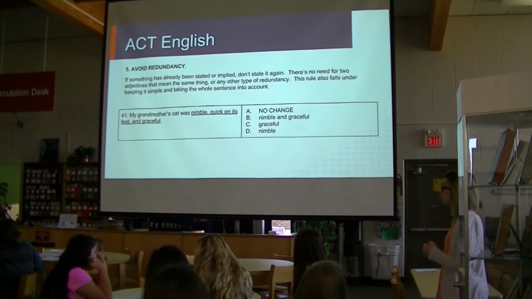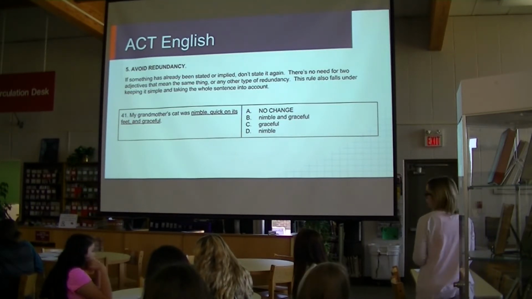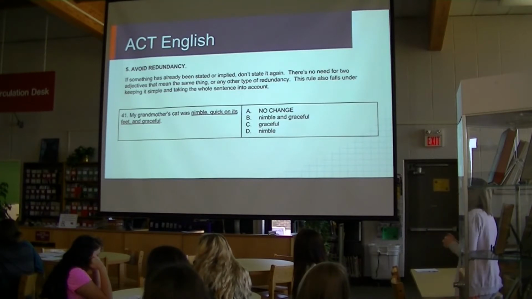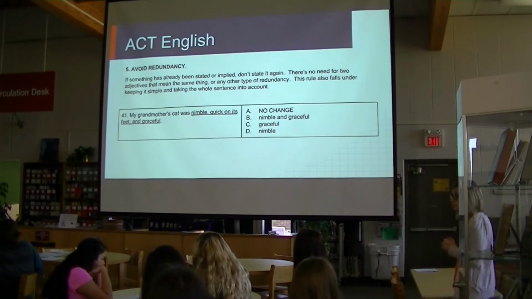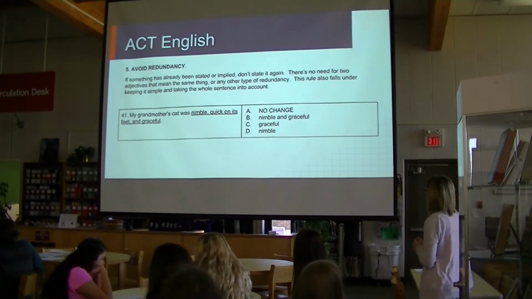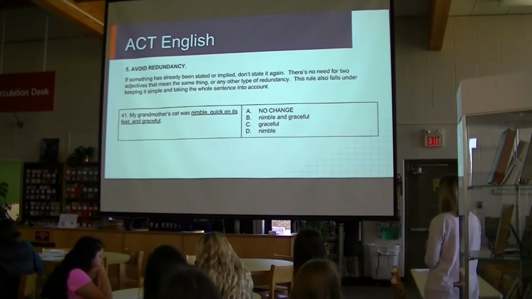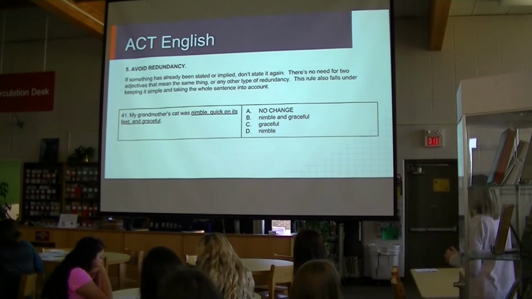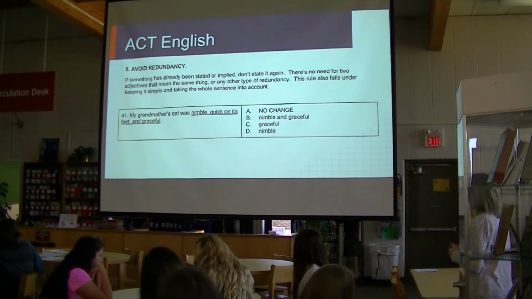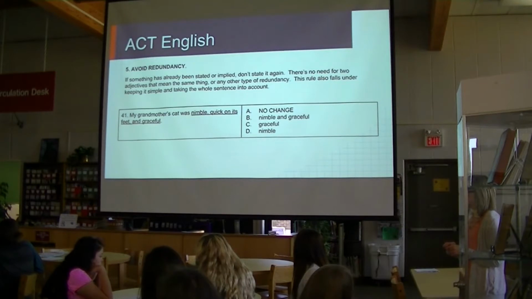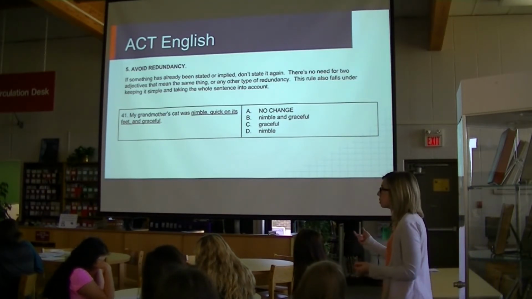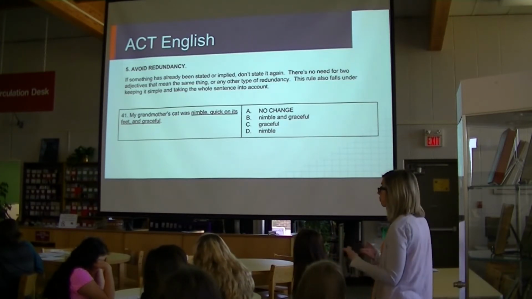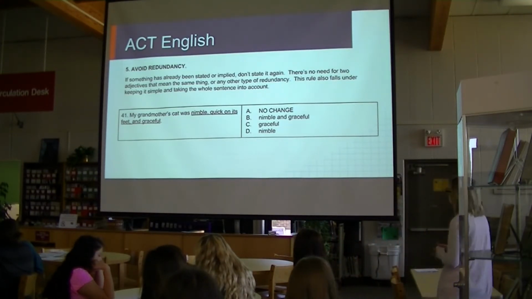So for example, our example, Amelia, use that for me, 41. My grandmother's cat was nimble, quick on its feet, and graceful. Okay, so we already told you it's a redundancy issue. So the answer A, no change. Nimble and graceful. Graceful or nimble? What's being repeated here? They're explaining nimble again, right? Quick on its feet is basically the definition for nimble. So you don't need both of those. So the correct answer would be B, nimble and graceful.